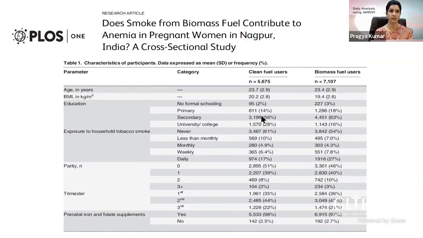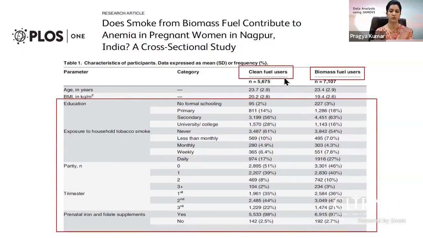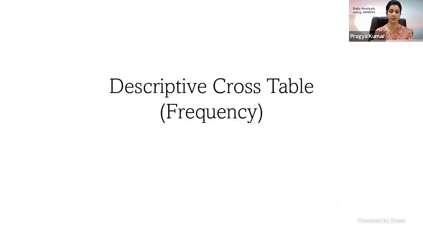And the author has given the comparison between the clean fuel user and the biomass fuel user. So there are 2 categories. So it is a cross tab between the clean fuel user and the biomass fuel user, and the author has given the frequency table of both these 2 together. So you can choose either way. You can give the frequency table across, that is a cross tab, or you can choose to give a simple description of a frequency table like we have seen in the previous one.